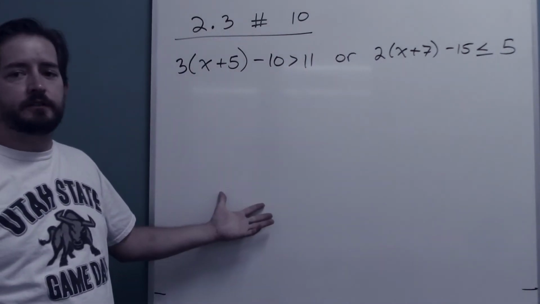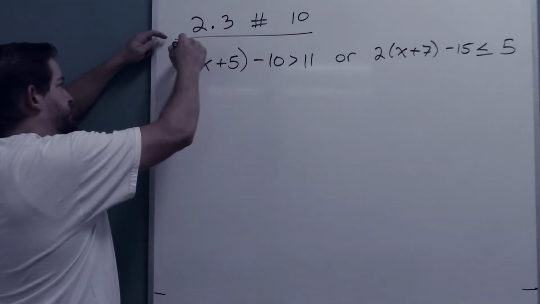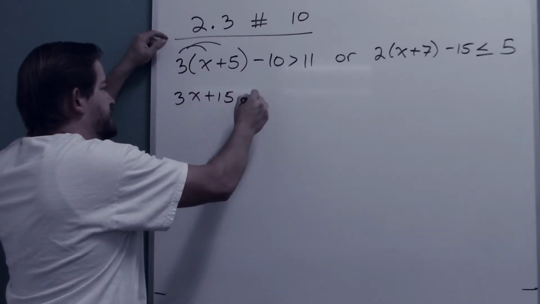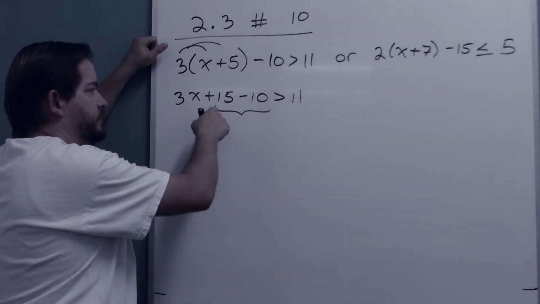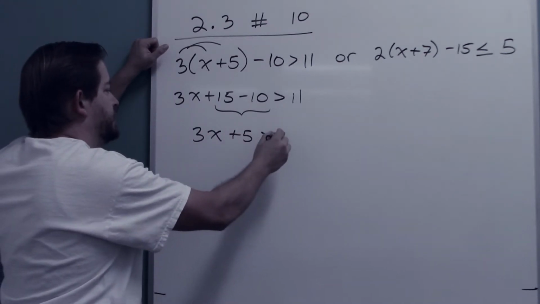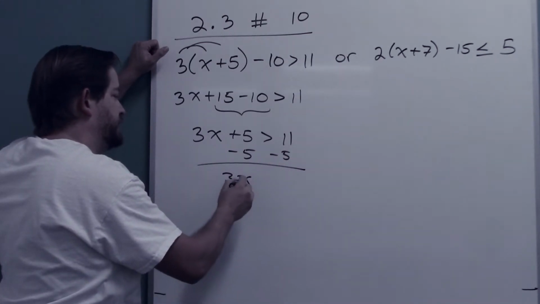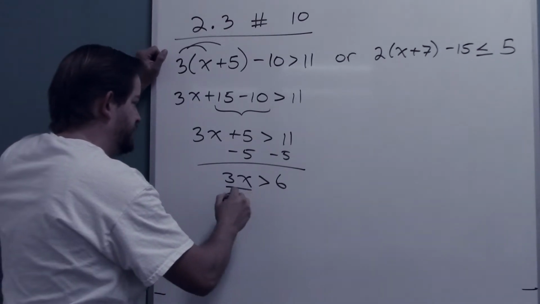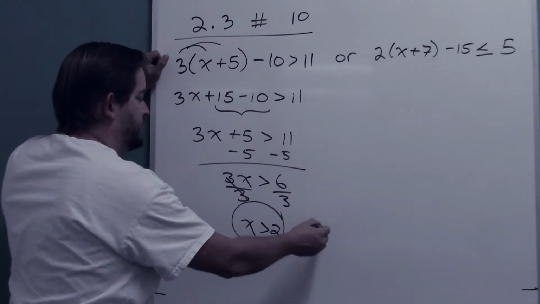I'll just solve each of these individually, and then we'll deal with the OR at the end. To solve this one, I would distribute. So this gives me 3x plus 15 minus 10 is greater than 11. I can combine my like terms. 15 minus 10 gives me 5, so that's 3x plus 5 greater than 11. Subtracting 5 from both sides leaves me with 3x is greater than 6. And then I'll just divide each side by 3 here. That gives me x is greater than 2.